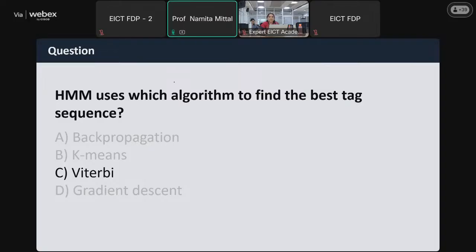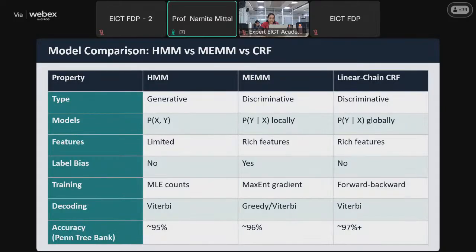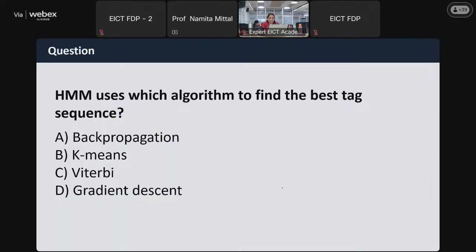Gradient descent is used in the MEMM. Let's go back to this. This is the gradient. Training is possible with the max and gradient function. I hope it's clear. K-means is kind of a clustering algorithm. We are doing sequencing.